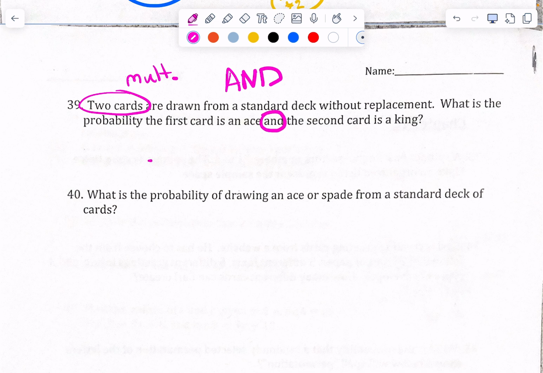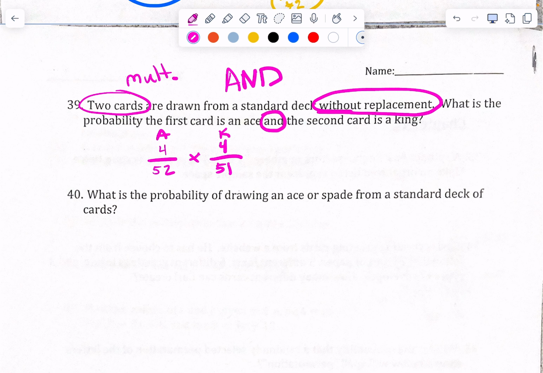All right, so I have 2 fractions that I'm going to multiply together. I want the first one to be an ace and the second one to be a king. Ace is 4 out of 52. King is 4 out of 51, also 4, but are we replacing? Without replacement. I should have circled that. That's important. Okay, without replacement, so we have 4 out of 51.